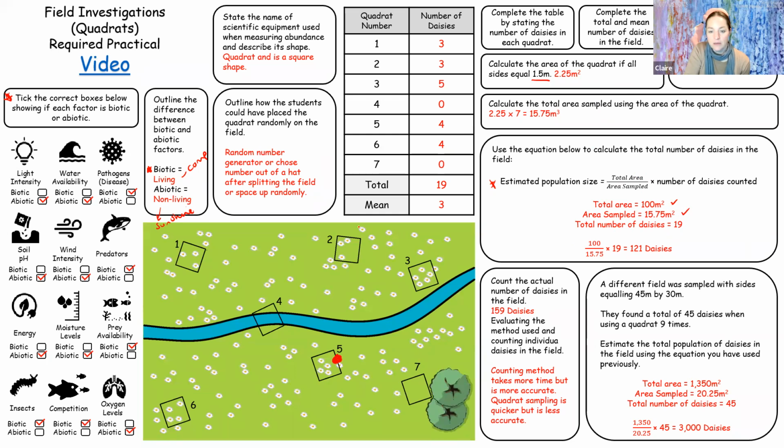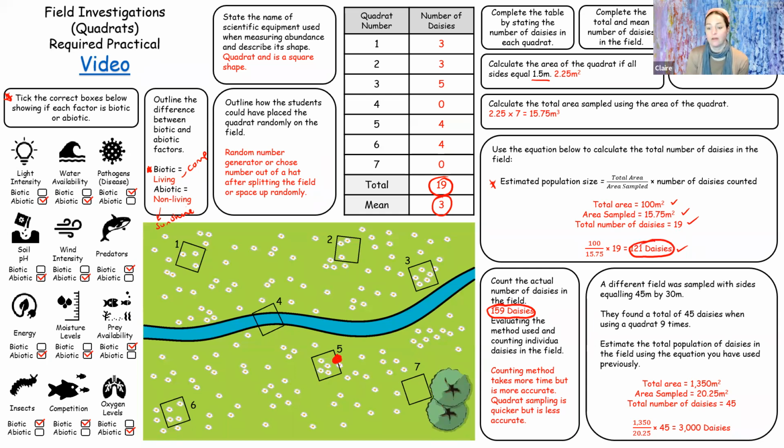Number of daisies is how many you've counted for the whole lot. You do actually have an average as well, but we don't need that in this one. And then you just work it out. So this is your estimated number of daisies for the whole field. As I said here, count the actual number of daisies. If you actually took the time and counted all the daisies, they counted 159. Now that is obviously different to that, and this is something that they could also ask.